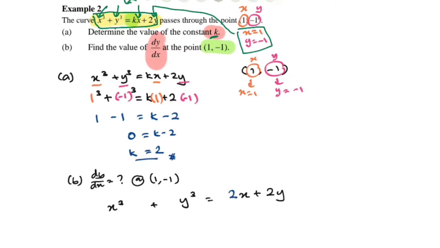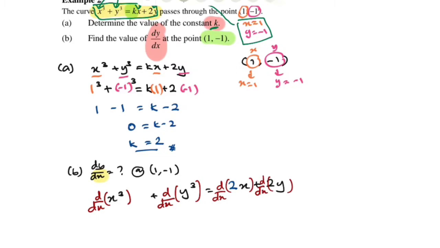So this would be 2x. And then just write d over dx in front of all of the terms. Why is it d over dx? Because you want to differentiate with respect to x. If you want to differentiate with respect to y, then we have to write d over dy.